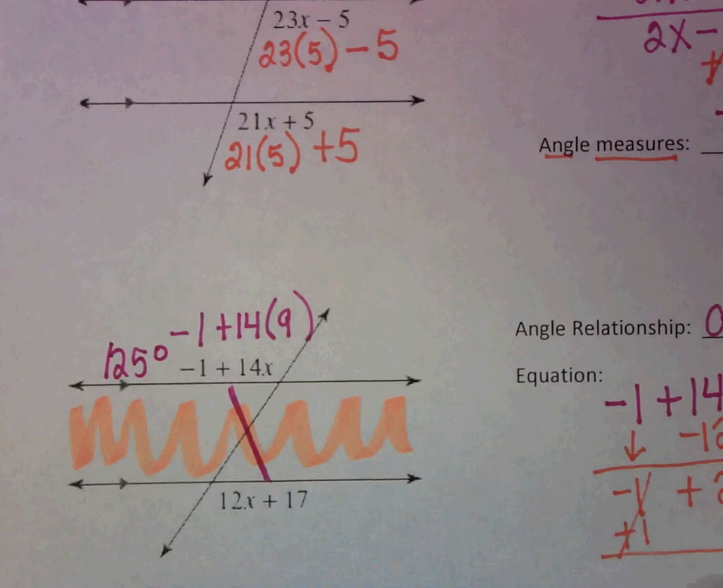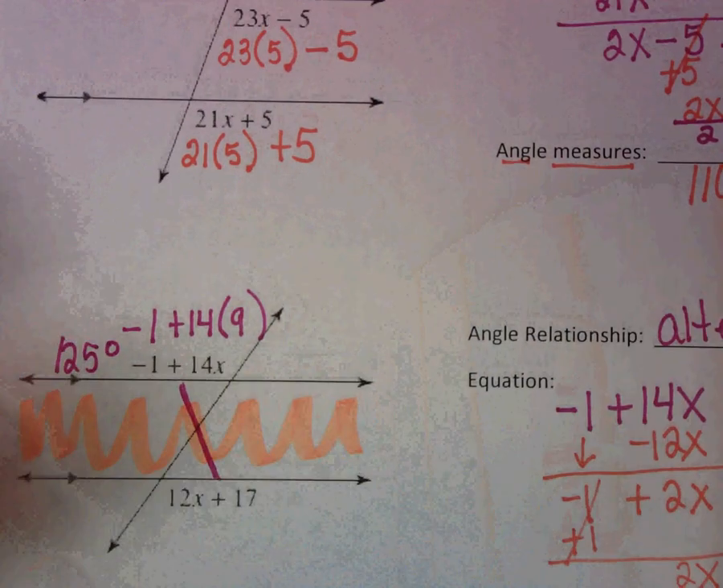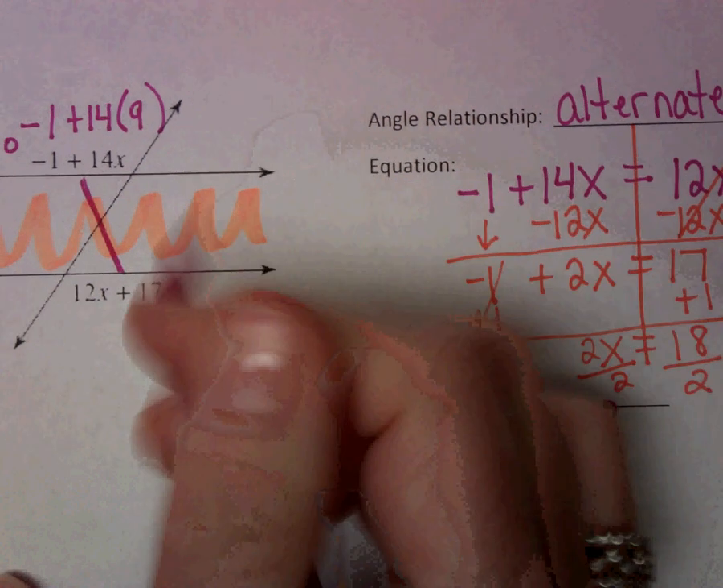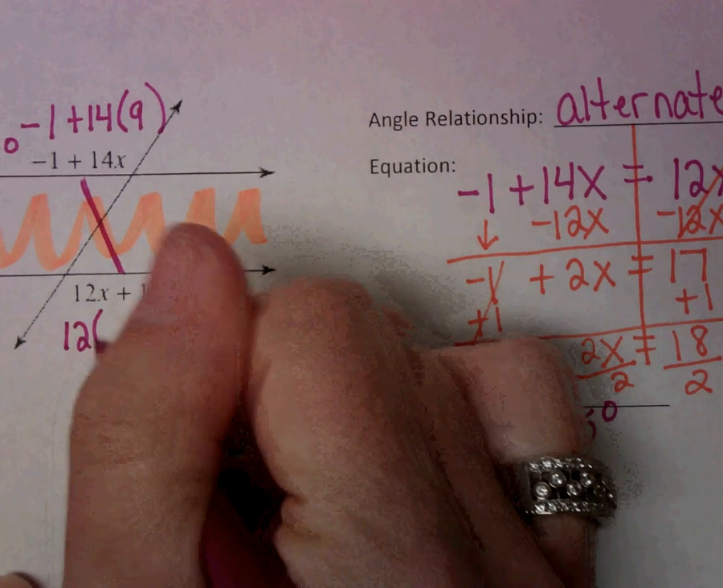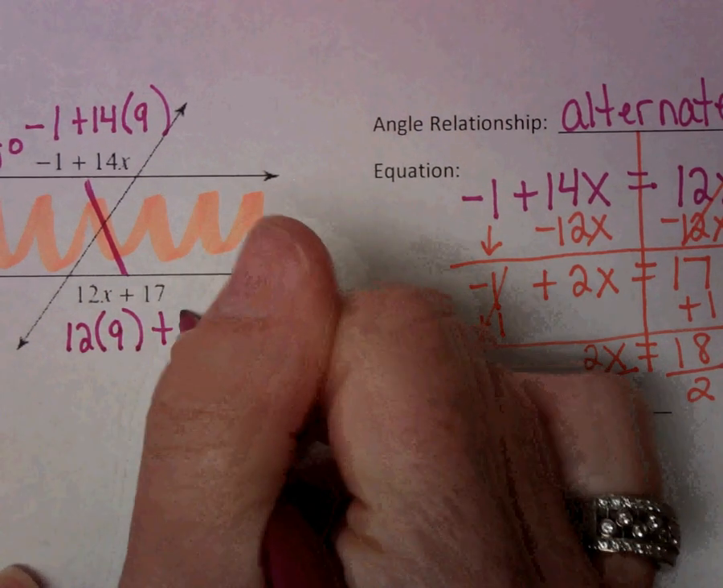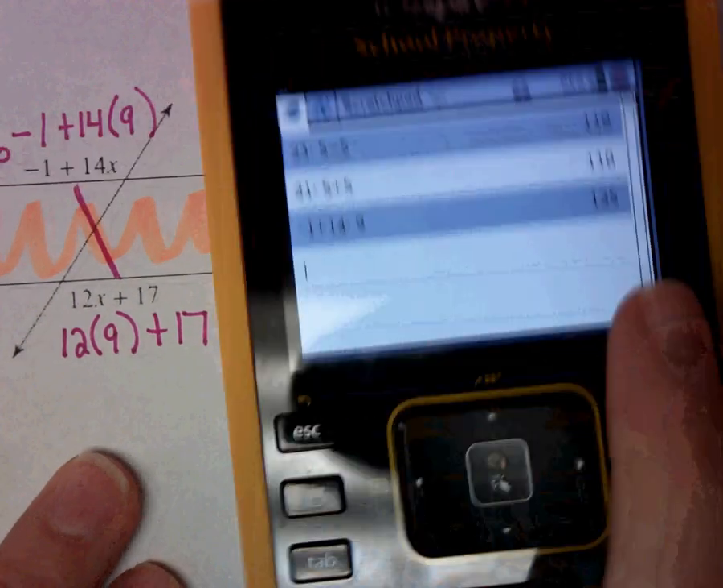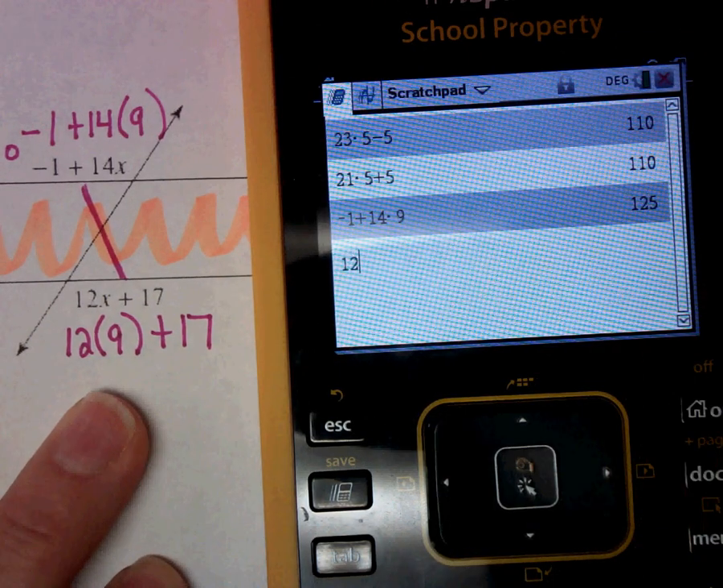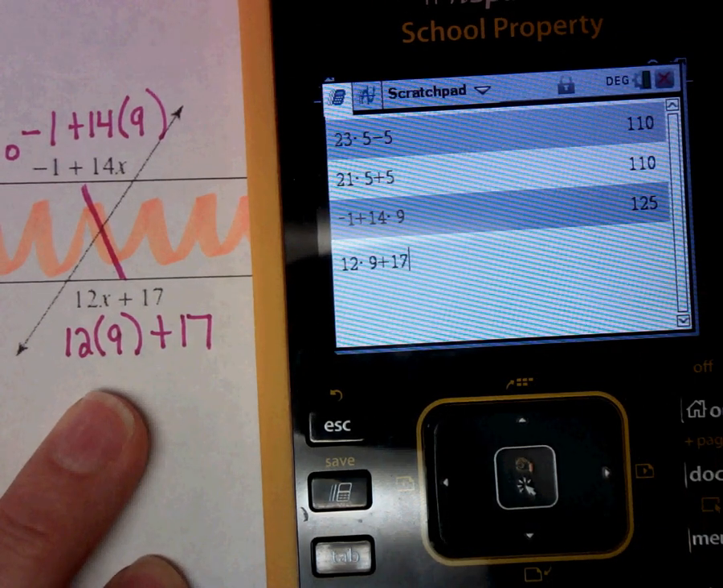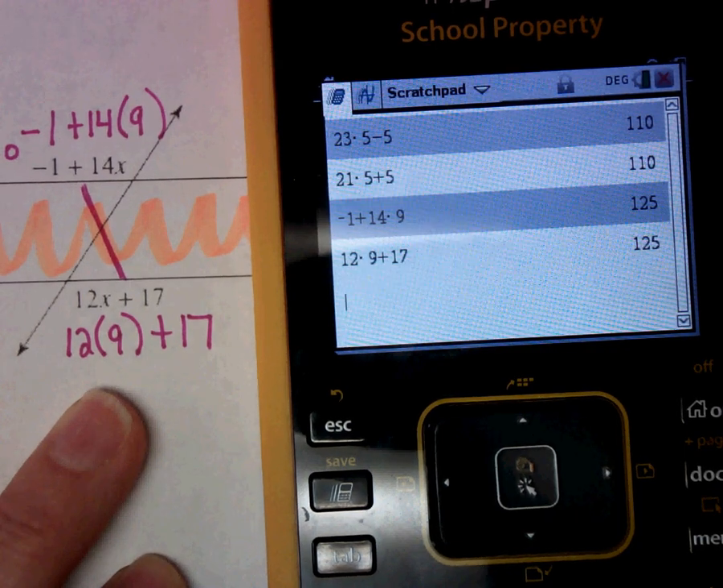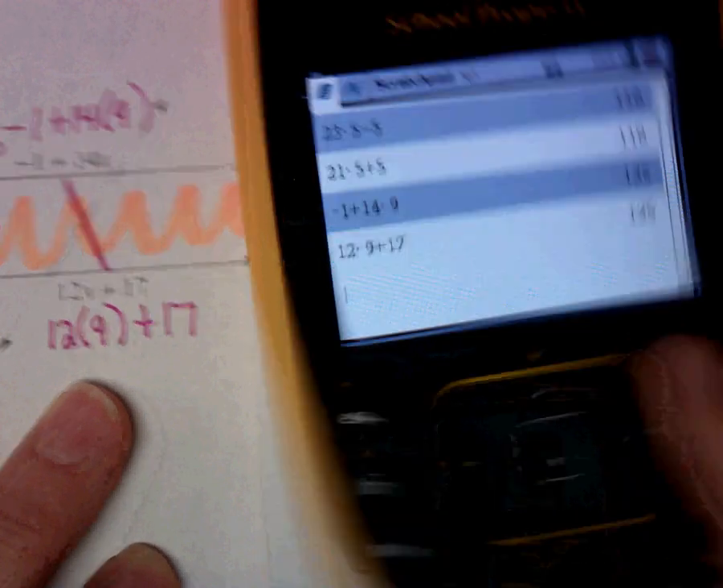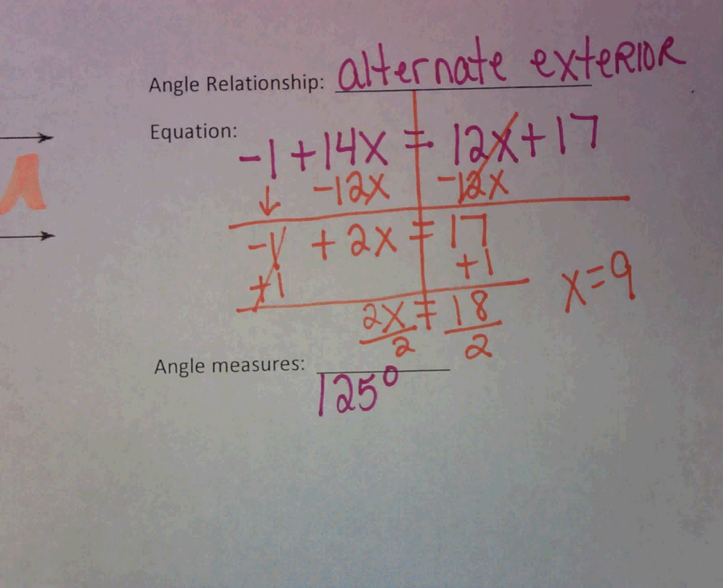If they're congruent, that means they both should be 125 degrees, right? So let's just double check ourselves. If I plug in a 9 for the other angle, and I do 12 times 9 plus 17, I also get 125. So bam, I got it. My angle measures are both 125 degrees.